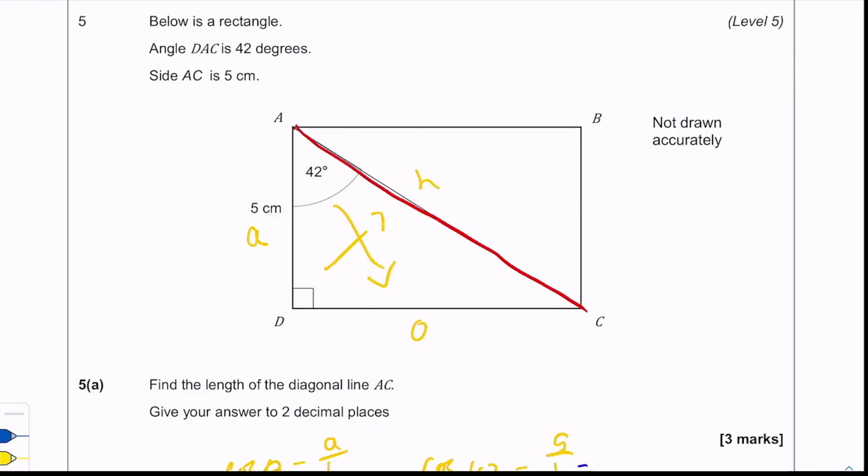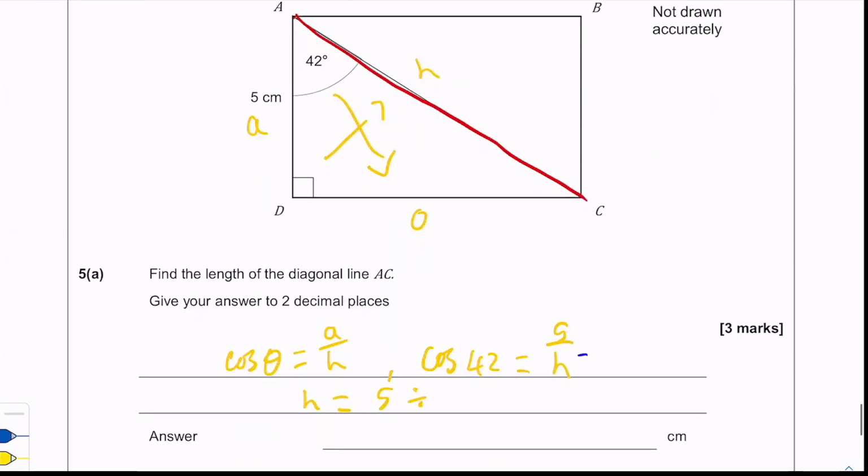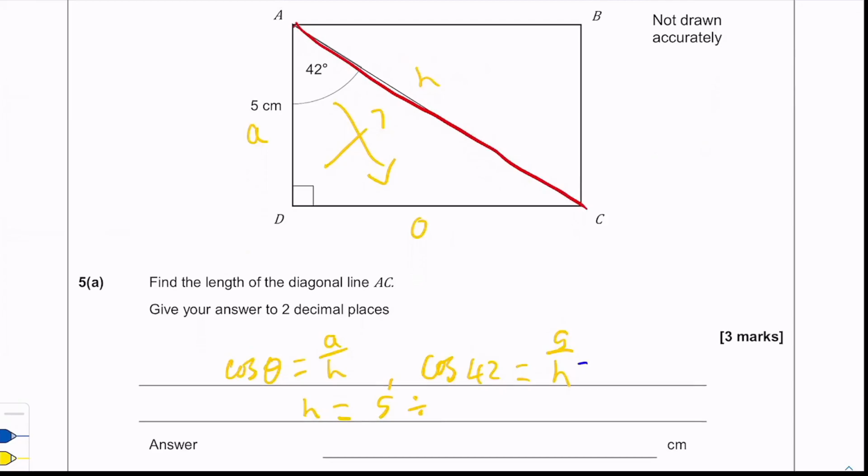So we can rearrange to make h the subject. So we get h is equal to 5, and I'll just put the divide sign because we've only got one line left. So sorry, you couldn't see that. 5 divided by cos 42. Yep, and then we just put this into our calculator and we should get an answer. So 5 divided by cos of 42, and that gets us 6.728, and we want it to 2 decimal places, so 6.73 centimetres as our final answer for part A.